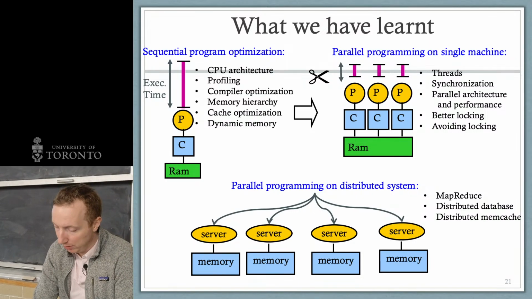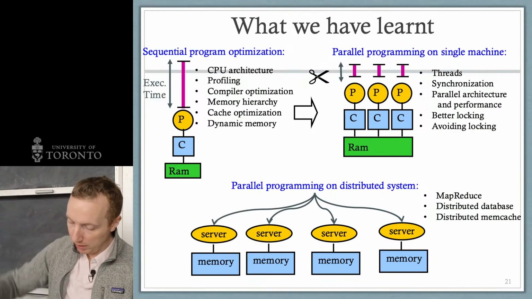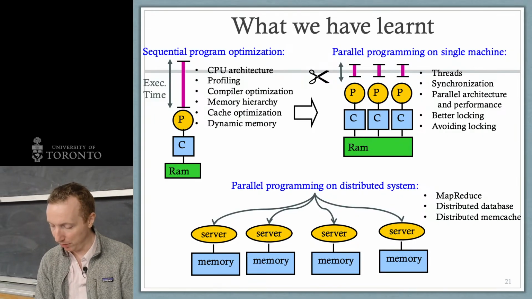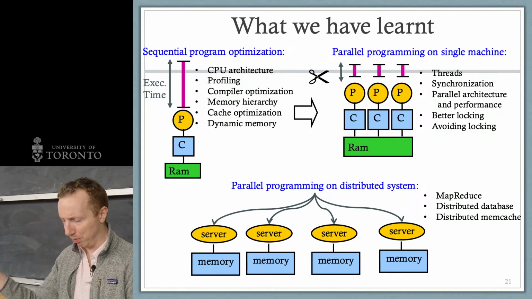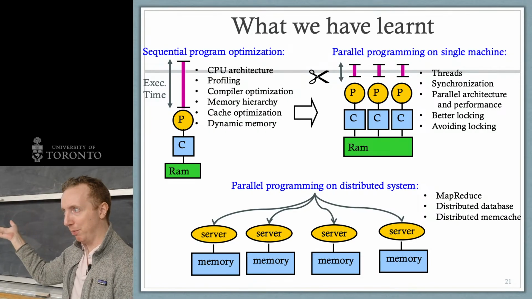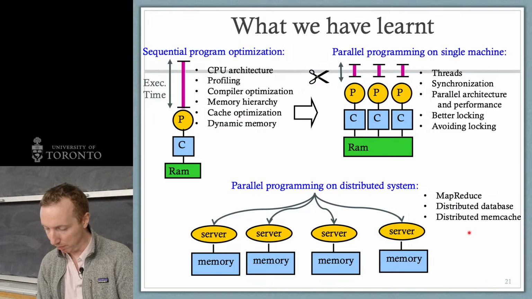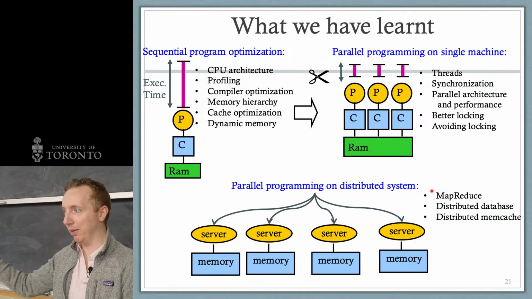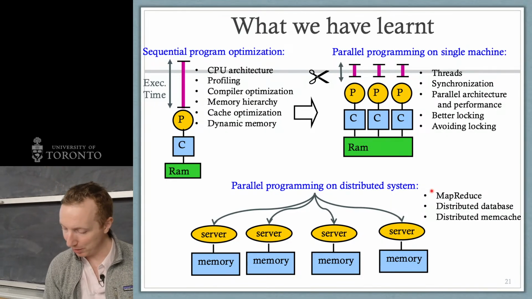So what we learned, lots of stuff. Sequential program optimization, then parallel programming on a distributed system. Some things we didn't get to or removed because they're in your distributed computing course, if you've taken that. So we only talked about MapReduce. That was by intention, because I don't think the other section will get to that anyways, so I'm not going to talk about it.